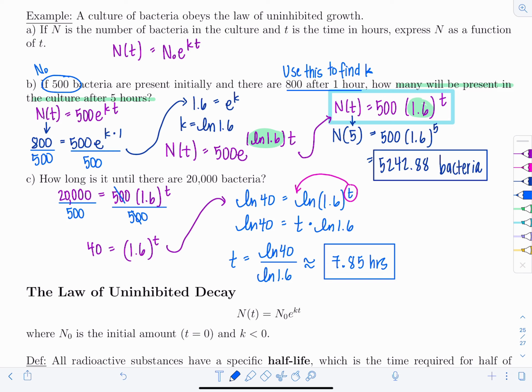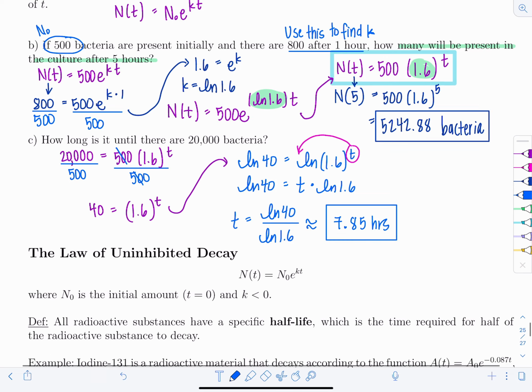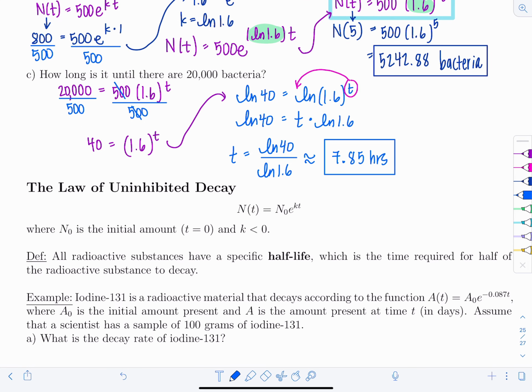Now we're going to look at the law of uninhibited decay. Same exact model. It's N of t equals N naught times e to the kt. Only difference is k is negative, which means, remember your exponential functions? If you have e raised to a negative x, that means the graph is being reflected over the y-axis. So you have, instead of a growth model, a decay model like this.